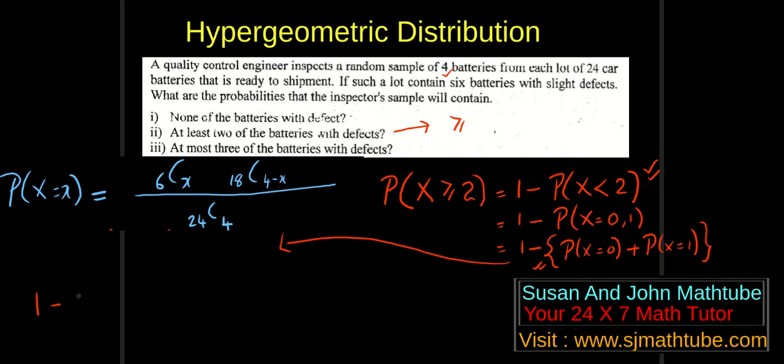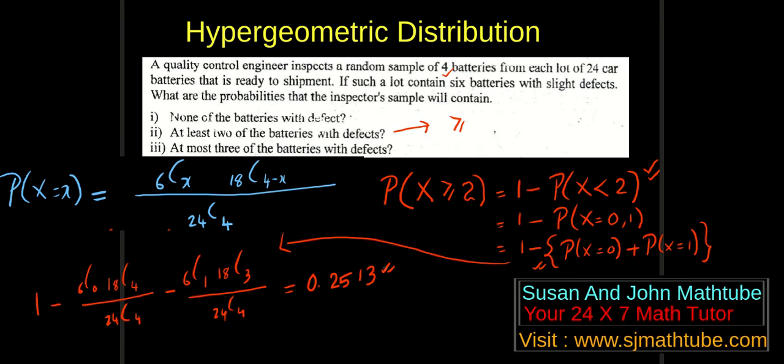So we're going to get 1 minus 6C0, 18C4 minus 0, the whole divided by 24C4. This minus will go inside. So 6C1, 18C3, the whole divided by 24C4. So that gives me 0.2513. Okay, and the last one.